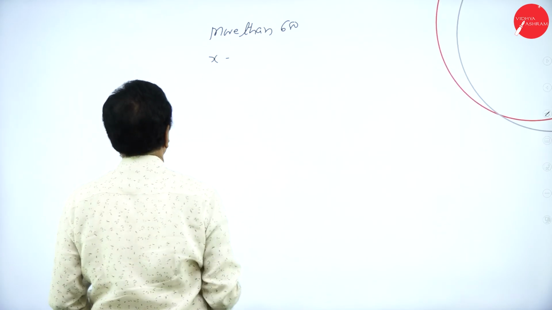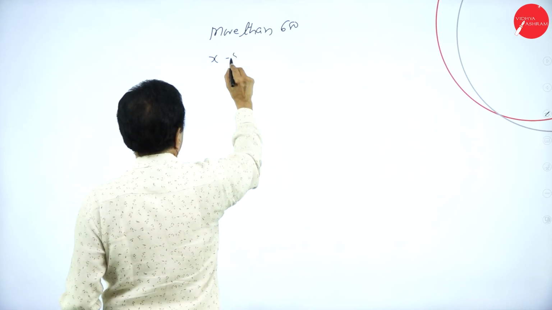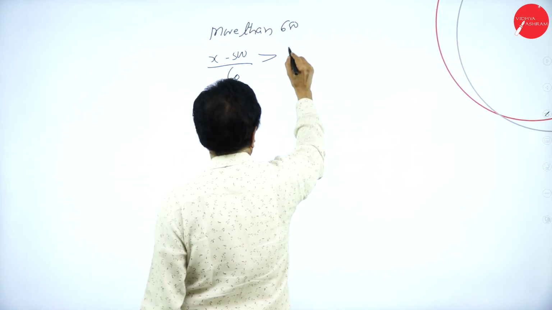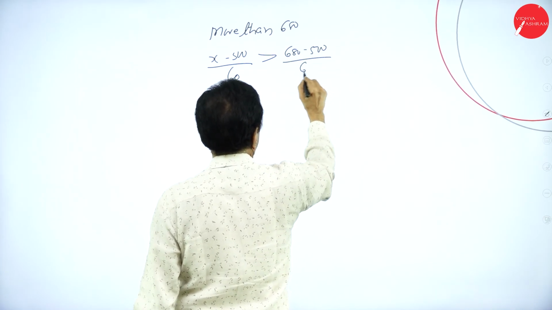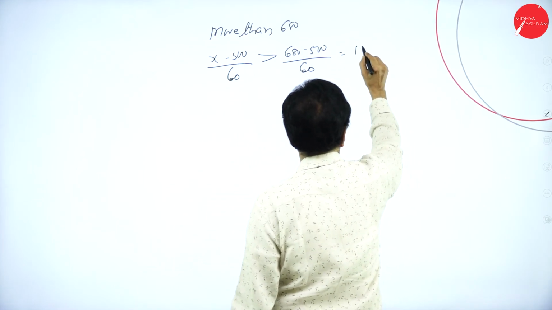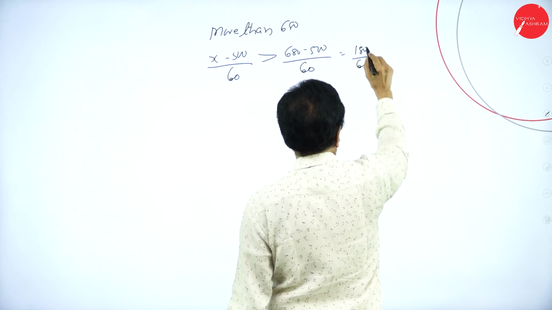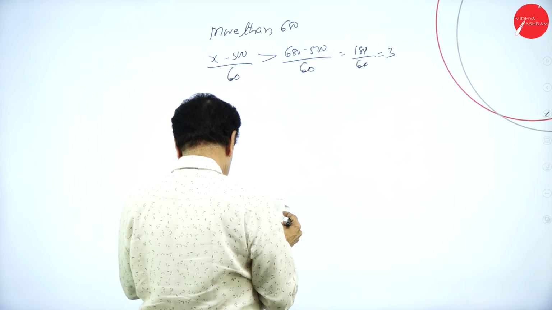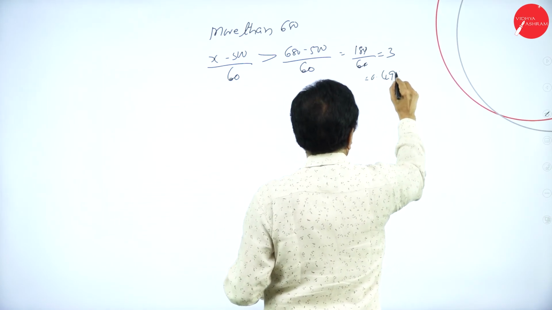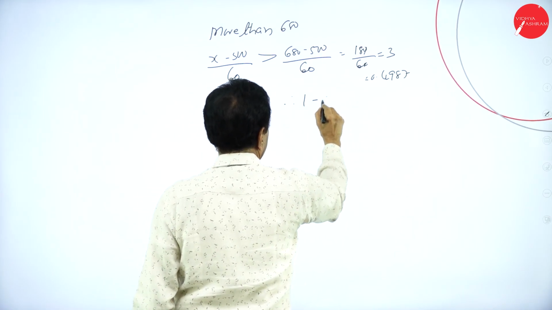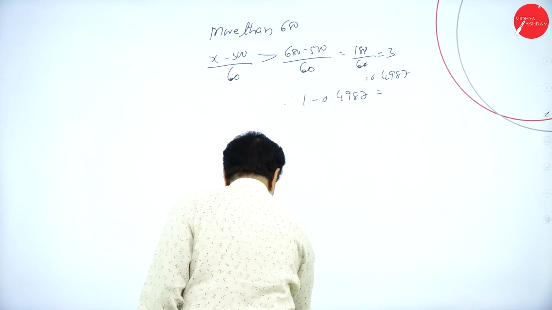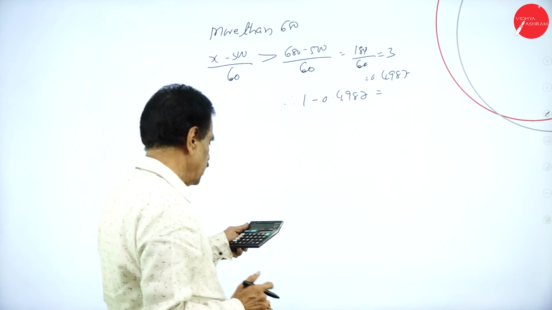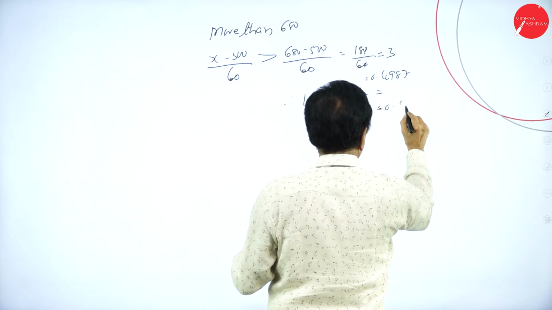So, x minus your mean, which is 500, divided by 60, more than 680 minus 500 divided by 60. This is 180 divided by 60, which is 3. Value of 3 is 0.4987. Therefore, 1 minus 0.4987 is 0.5013.